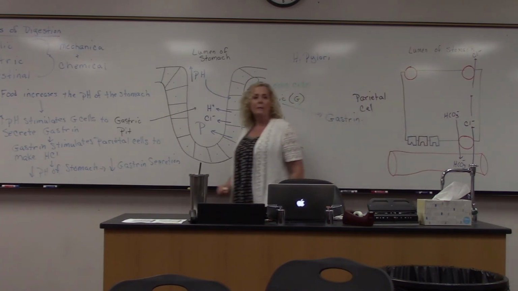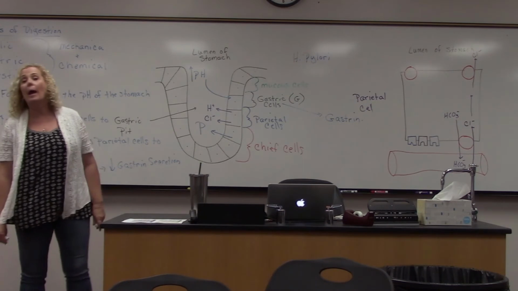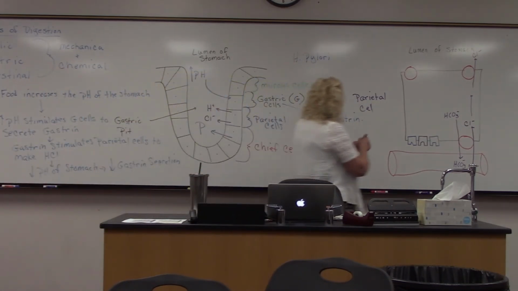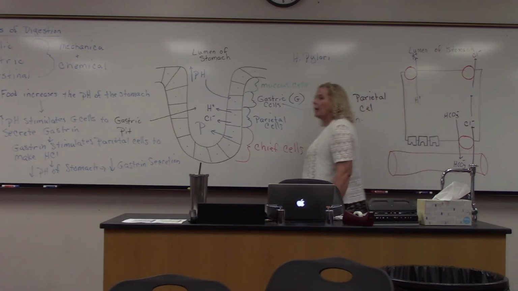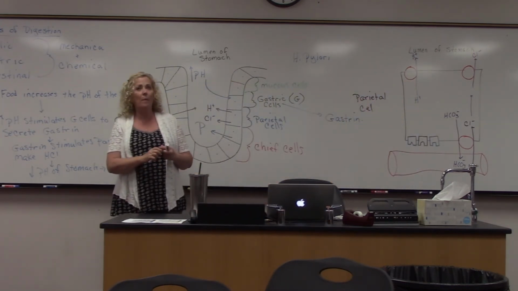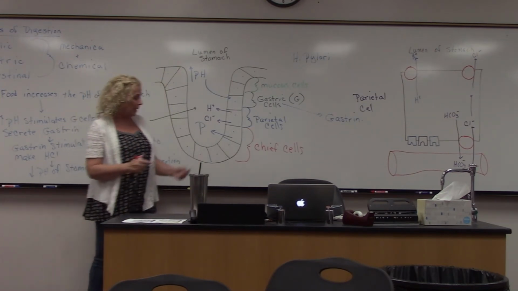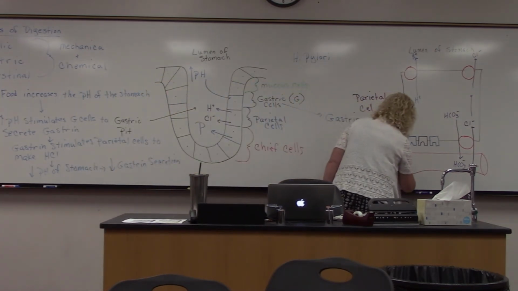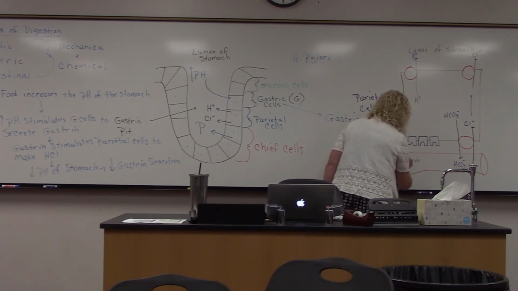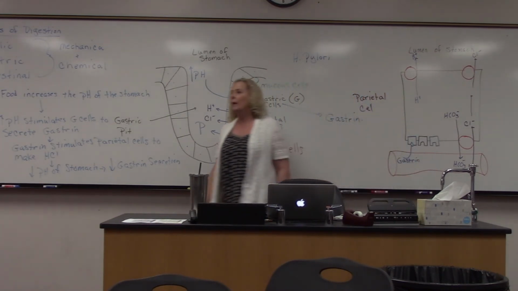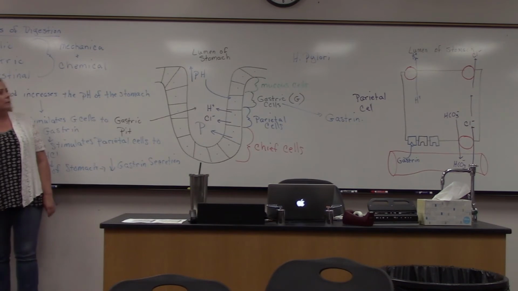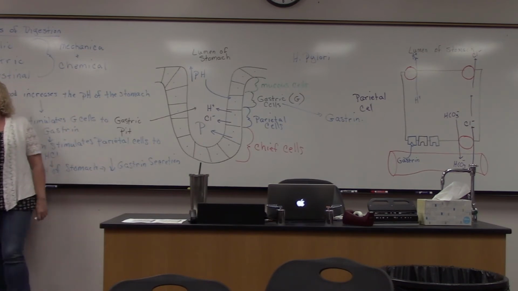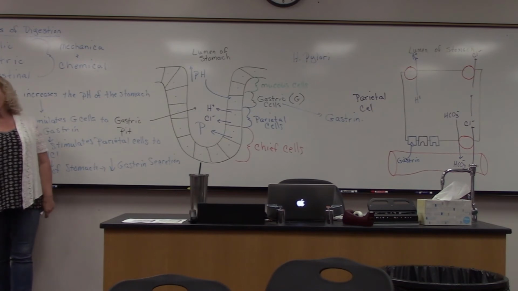Okay, so let's take a few minutes and talk about how the parietal cells work. We know that there are two things that are going to enter into the lumen of the stomach: hydrogen ions and chloride ions, from our parietal cell. We also talked about the fact that gastrin, which is a hormone, comes from our G cells and can stimulate our parietal cell. It binds to a receptor and can cause the parietal cells to secrete those chloride ions and hydrogen ions into the gastric pit, into the lumen of the stomach.